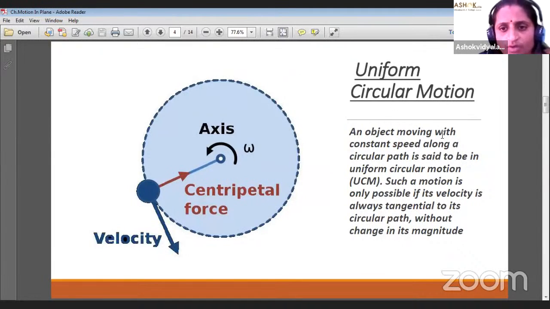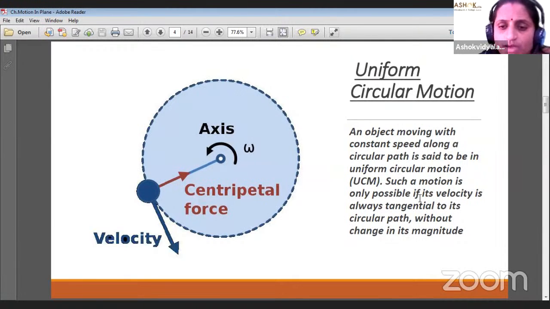An object moving with a constant speed along a circular path is said to be in uniform circular motion. That is called UCM. Again, I can explain: an object moving with constant speed along a circular path is said to be in uniform circular motion.